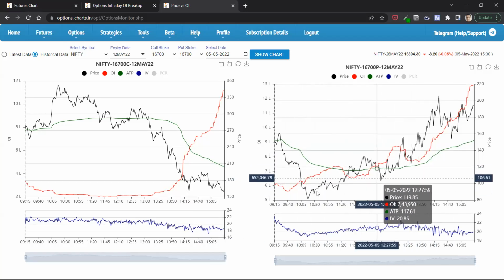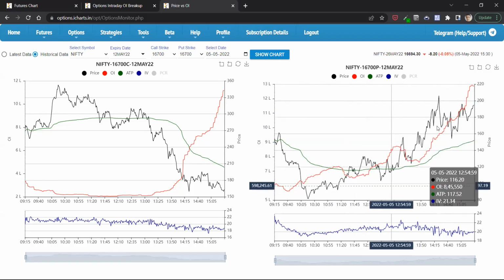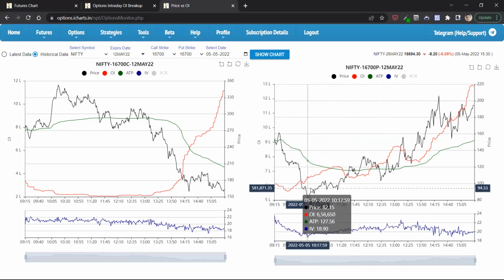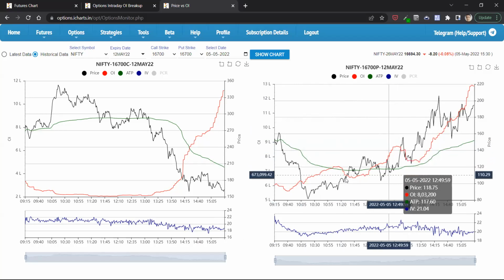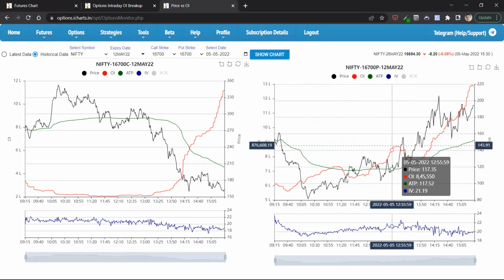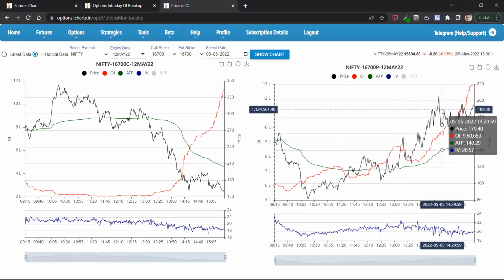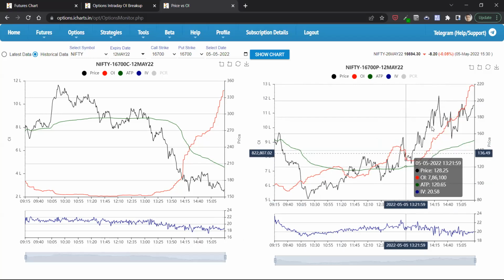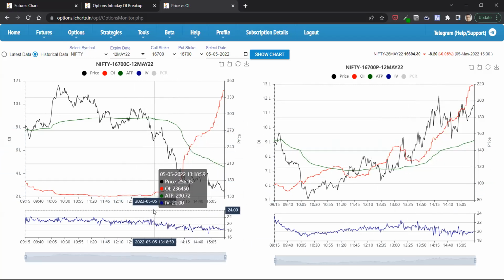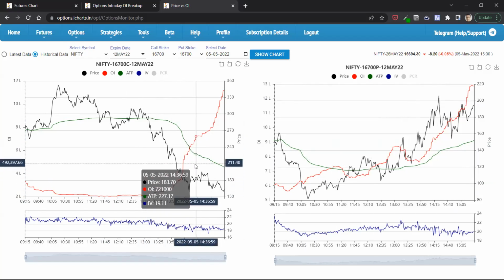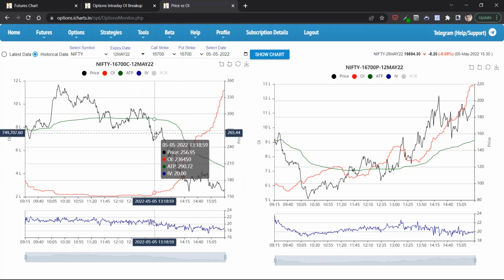Most of the time, most big explosive moves that you get on the upside, you will see that OI gets built up significantly. Then price goes above VWAP, and sudden unwinding happens. That is the point where explosive moves happen. So this pattern, you can keep it in mind. If you are a seller, the opposite: price going below VWAP and OI starting to go up. OI starting to go up is basically confirmation that writing is happening.